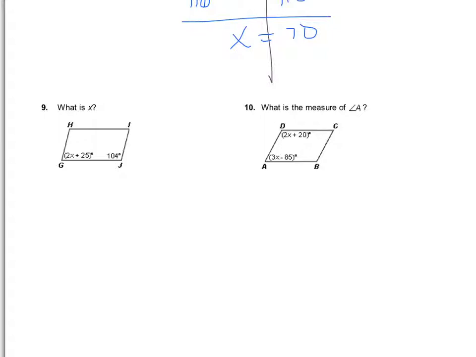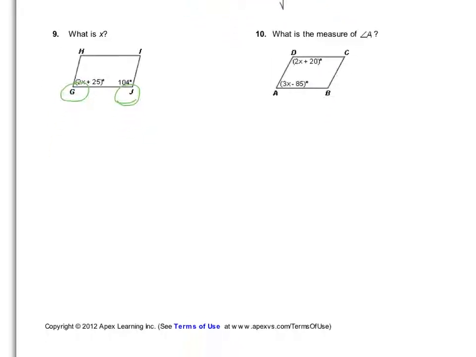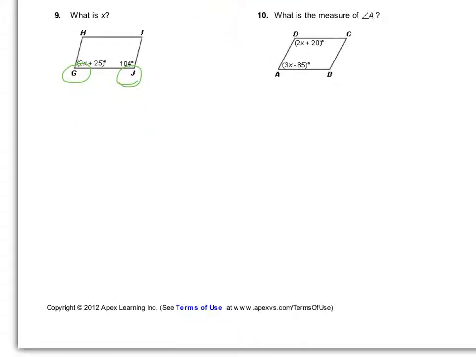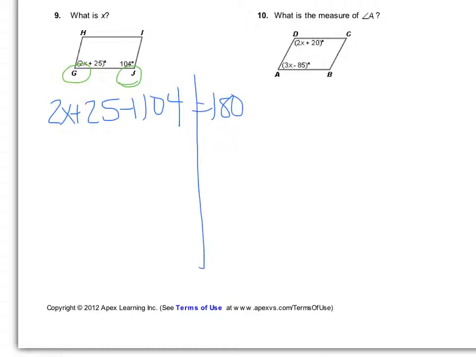Number 9 says, what is X? Well, we know something about G, and we know J. We actually know what it is. And they're going to be consecutive angles, so that means that if I add them together, I should get 180 degrees. So I'm going to solve. I want x's on one side and my numbers on the other. So I know I can add 25 and 104 because they're both just numbers. So I'm going to do that first.